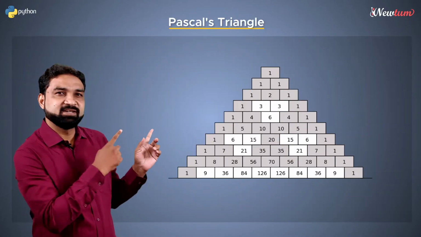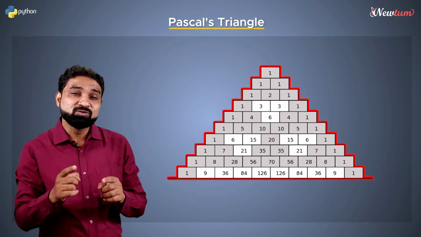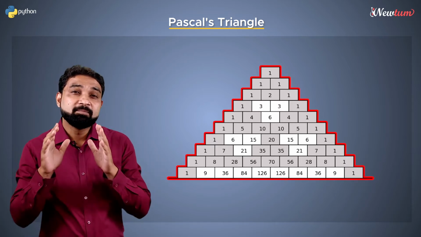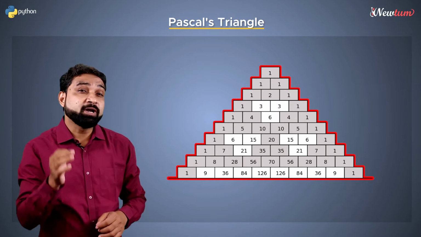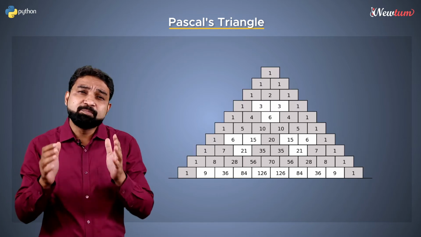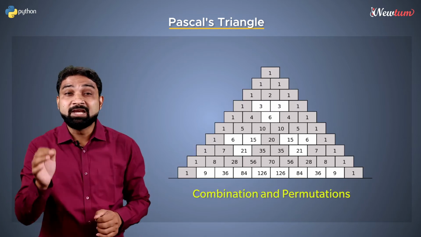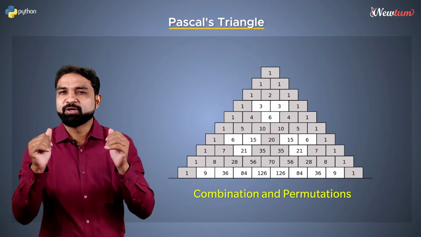This is Pascal triangle because it looks like a triangle, but it's one of the very important concepts in mathematics. It has many uses in mathematics, mainly while calculating combination and permutation.